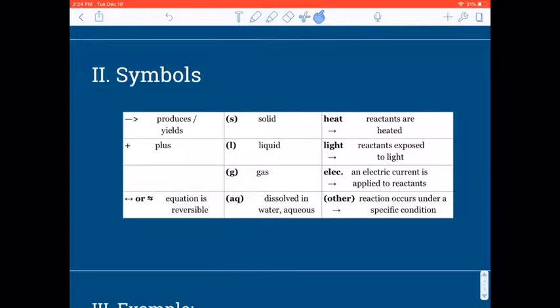Not all chemical reactions occur spontaneously. Sometimes they need a specific condition to exist. So if, for example, they need to be exposed to heat, you'll just see heat written above the yield sign. They might need to be exposed to light, or you might need to run an electric current through them, or maybe some other specific condition. You won't actually see the word other written above the arrow. The actual condition will be written above it.